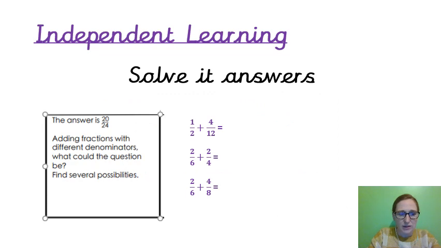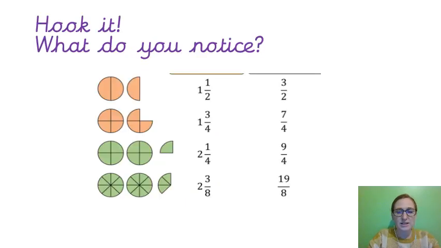And yesterday's solve it answers, there are loads. So here's just the beginning of a few. 1/2 plus 4 twelfths, 2 sixths plus 2 quarters, 2 sixths plus 4 eighths, and you could have found many, many more. So send those in and we'll check them for you. On to today's lesson then.